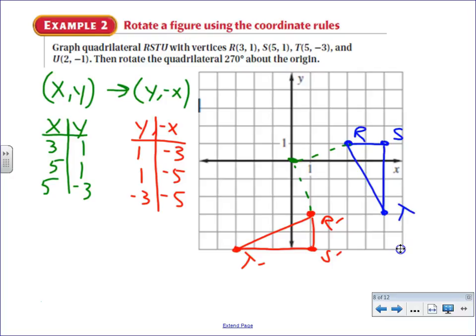Notice if it goes around the point of rotation, R to R prime, that's a 90-degree angle there, so counterclockwise would be 270. T to T prime is also 90. S to S prime is also 90. So it maintains the rules of rotation.